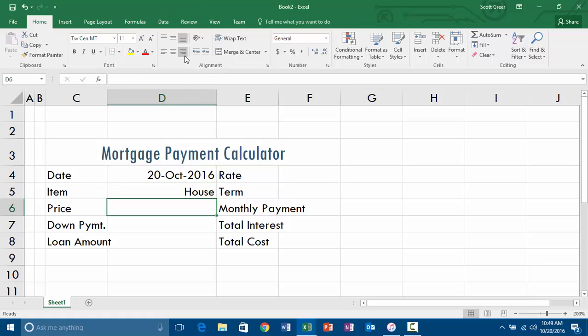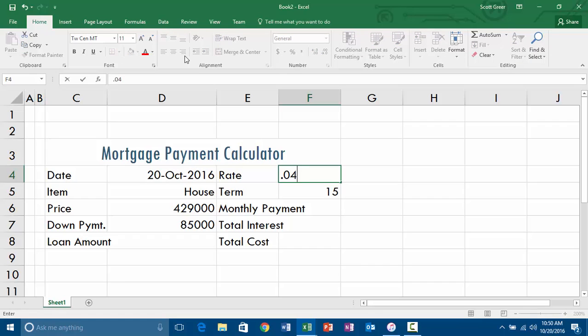The price, now this is given to us in the book. So I'm just reading things that's given to us in the book. I don't want you to think I'm making all this up or it's something in my head. It's $429,000. And the down payment is $85,000. And the term is 15 years. The rate is 0.04125 because it's a percentage.